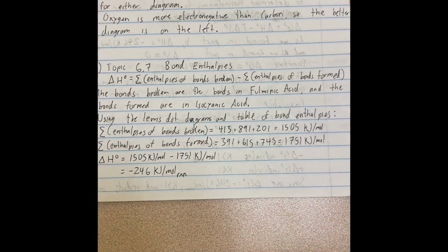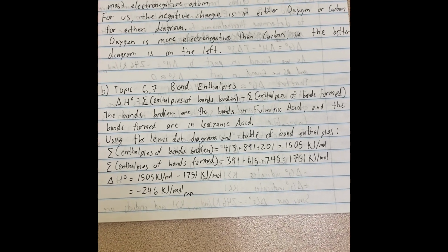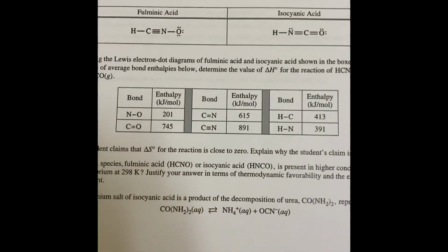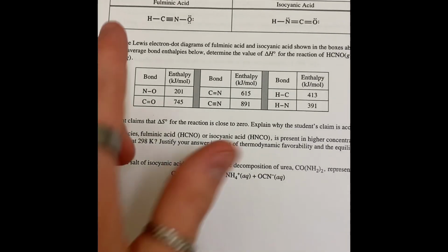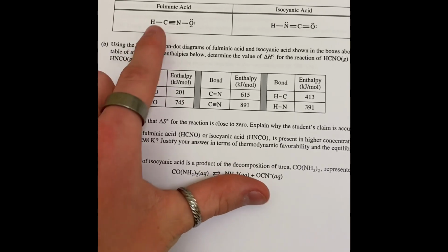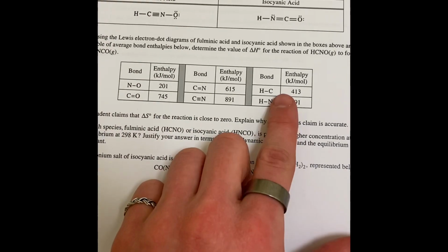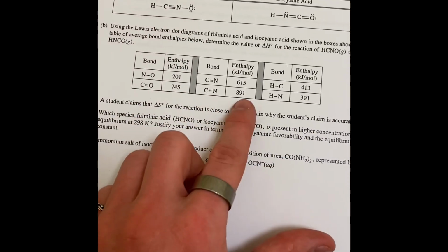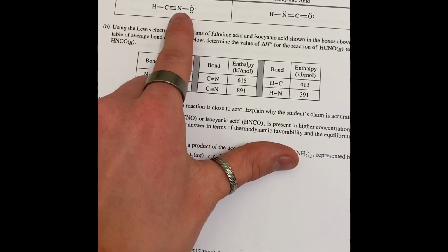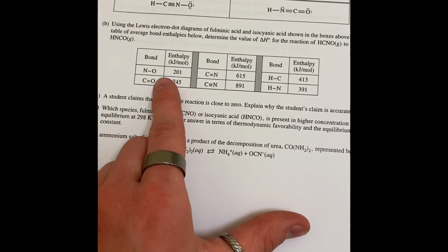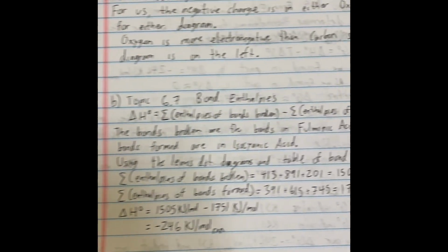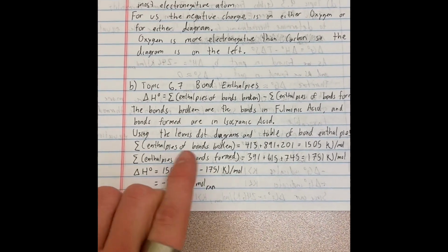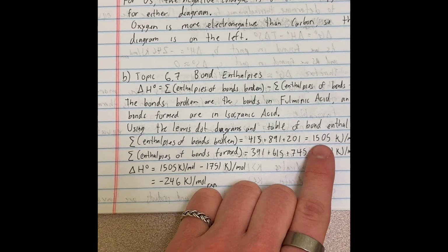So to find the sum of the enthalpies of the bonds broken, which are the bonds in fulminic acid, we add up from the table of enthalpies the bonds that we see in fulminic acid. So we see H to C, find H to C, we add 413, to C triple bonded with N, 891, to N attached to an O, which is 201. We can then add those all up to find that the sum of the enthalpies of bonds broken is 1,505.